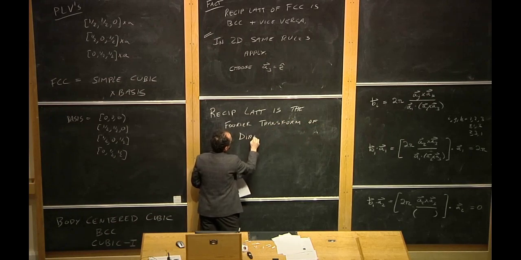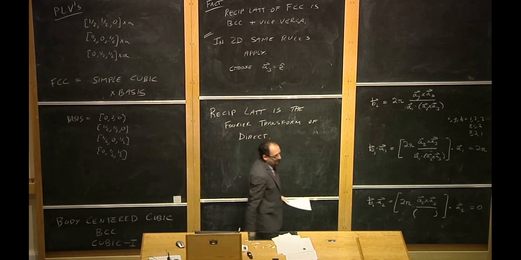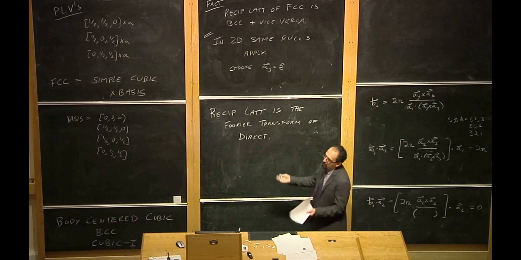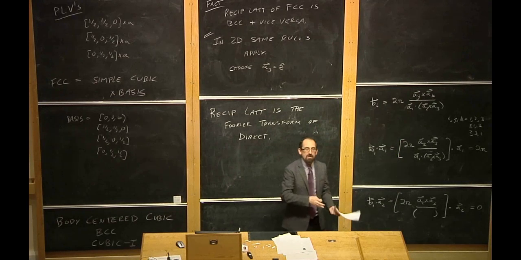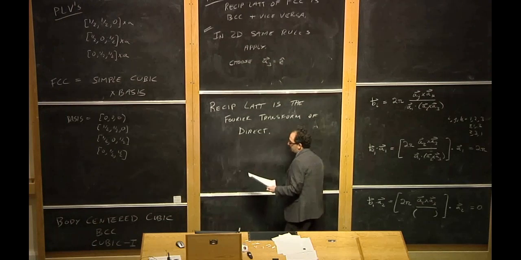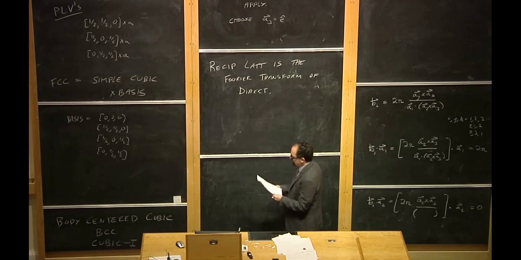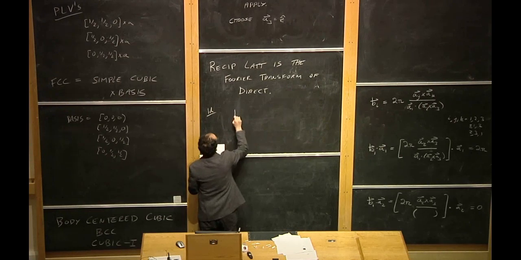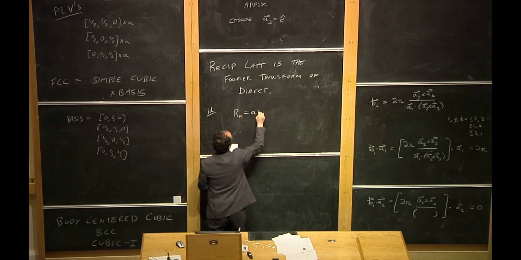This maybe isn't surprising because the reciprocal lattice lives in K space and the direct lattice lives in real R space. And we know to get from R space to K space, you frequently have to do things like Fourier transform. But let me see if we can make this a little bit more rigorous. Let's do it in 1D again. So our lattice vectors Rn equals a times n.